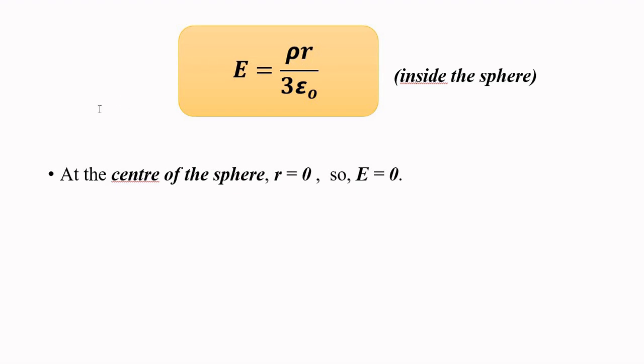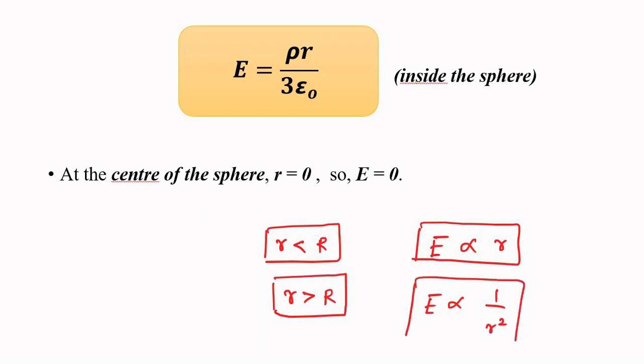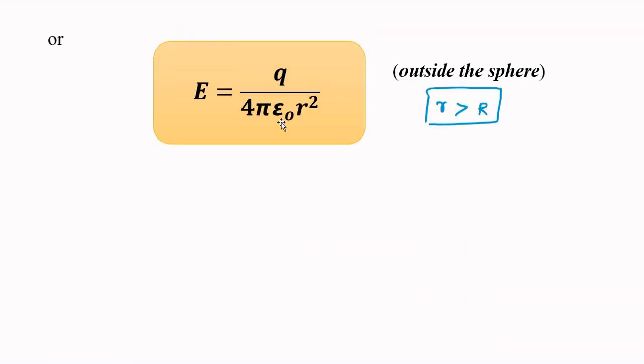So if you see, for a separation distance less than the radius of the sphere, the electric field is directly proportional to the separation distance. And when the separation between the center and the point where we want to determine the electric field is greater than the radius of the sphere, it is inversely proportional to the square of the separation distance, as it is equal to Q by 4π ε₀ r².